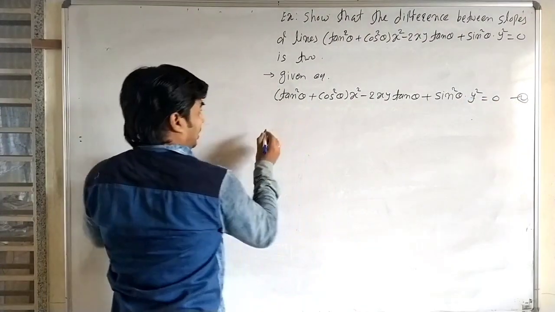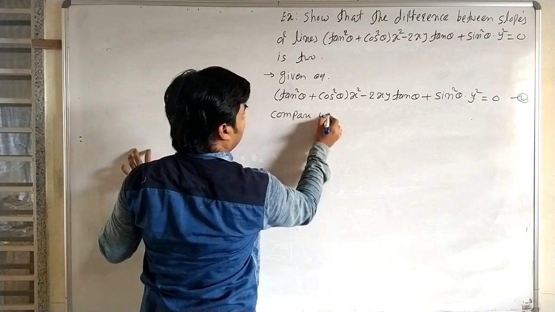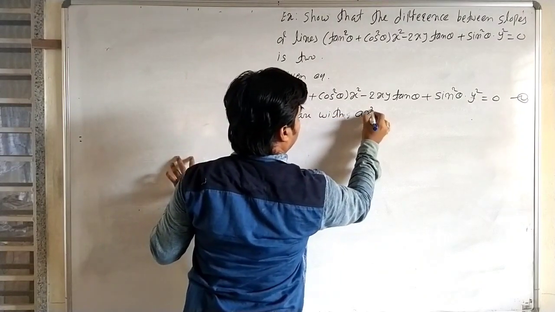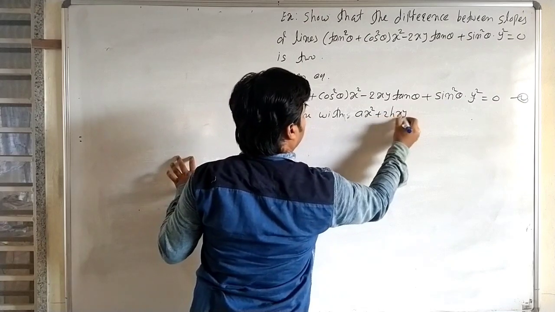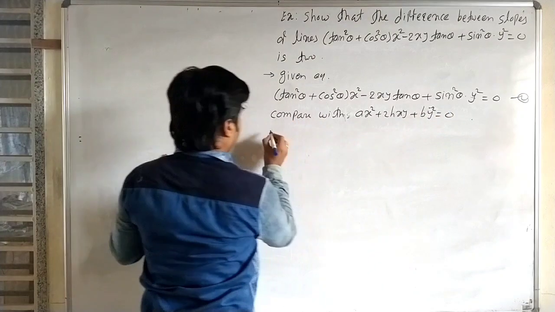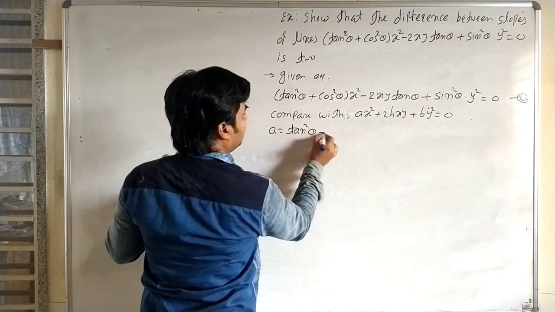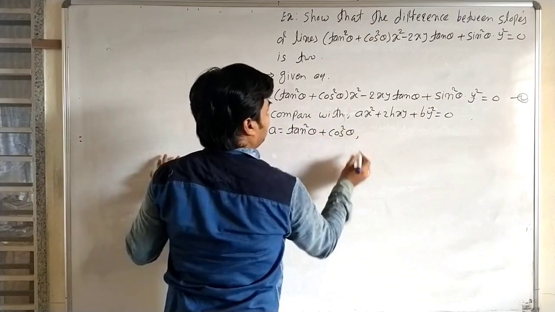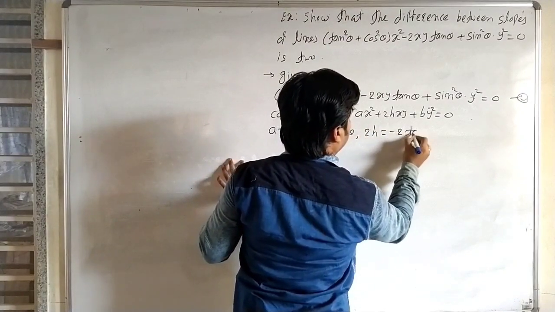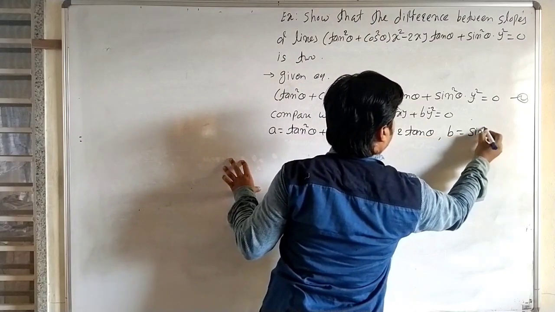Okay. Here compare with ax square plus 2hxy plus by square equal to 0. Now here a is equal to tan square theta plus cos square theta, 2h is equal to minus 2 tan theta, and b is equal to sin square theta.